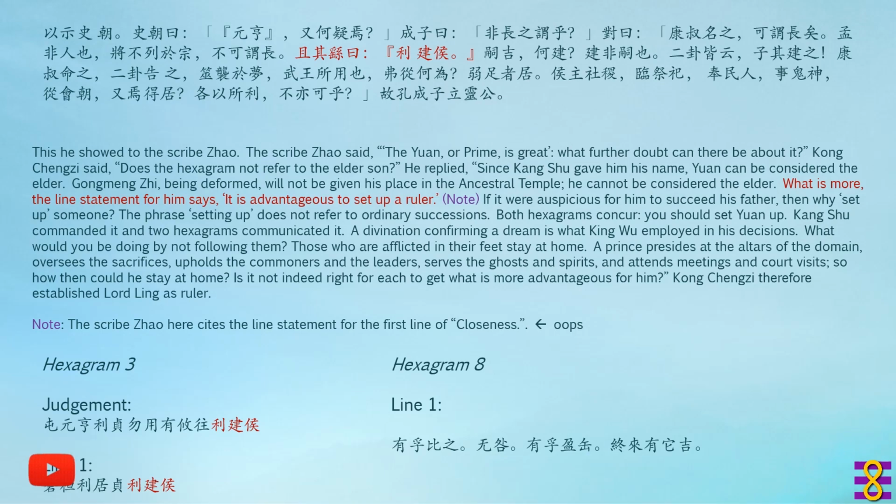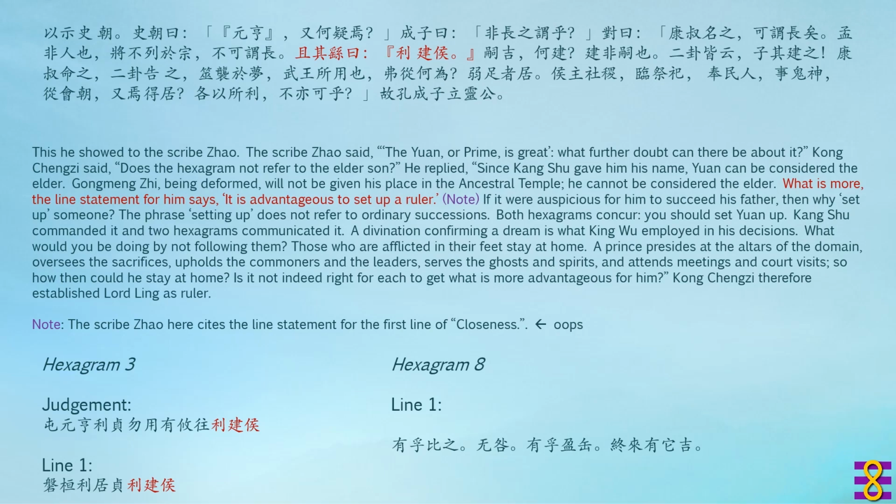So he got these two hexagrams, and he showed these to the scribe Zhao, and the scribe Zhao said, in this translation from Durand, "The yuan or prime is great. What further doubt can there be about it?" Gongmeng said, "Does the hexagram not refer to the eldest son, the elder son?" And he replied, "Since Kang Shu gave him his name, Yuan can be considered the elder. Gongmeng Zhi, being deformed, will not be given his place in the ancestral temple. He cannot be considered the elder. What is more, the line statement for him says it's advantageous to set up a ruler."